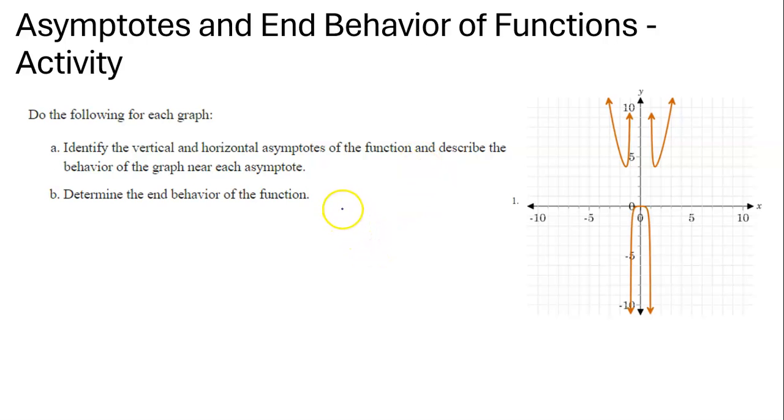For A, it looks as though there is a vertical asymptote here at 1 and then at negative 1. So we have x is equal to negative 1, x is equal to 1, because it's not crossing this line right here. Okay, we don't have a horizontal asymptote because the function is everywhere.